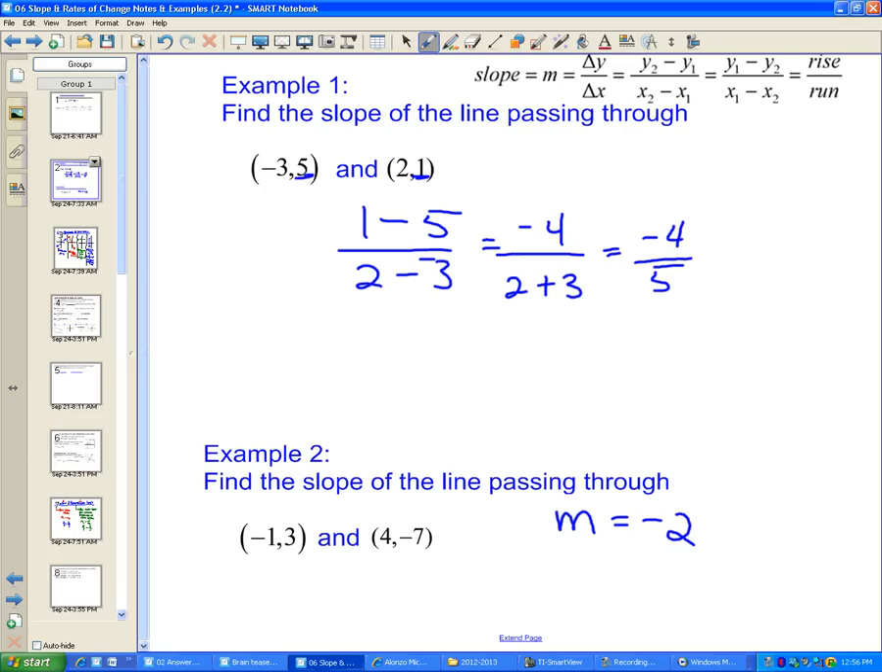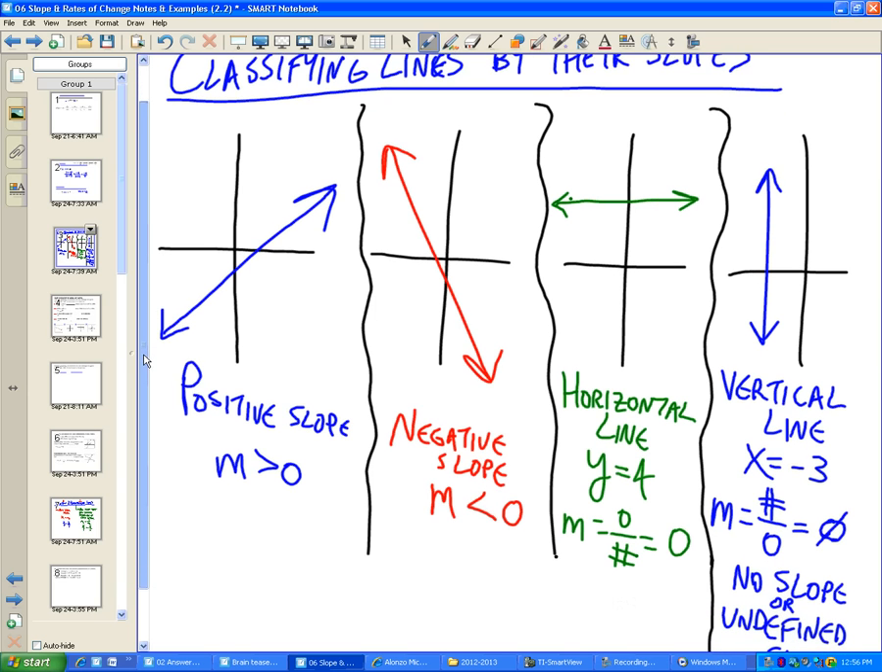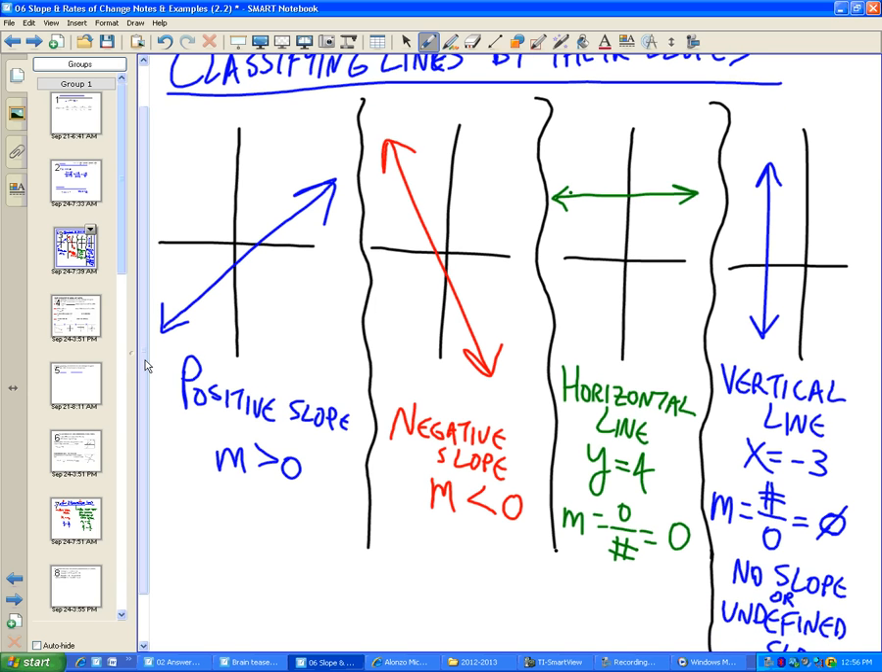Okay, now that you've tried these two examples and you've seen how they work, let's talk about what slope can tell me. So when I look at this, I want to classify lines by their slopes. This is something nice to know. So if I look, and my slope from left to right is rising, as I go left to right, my slope is rising. This is a positive slope, and my slope is greater than 0. That means the same thing.